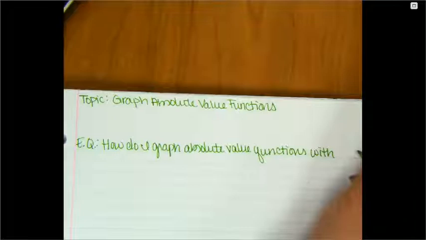All right, so how do I graph absolute value functions with horizontal and vertical shifts?